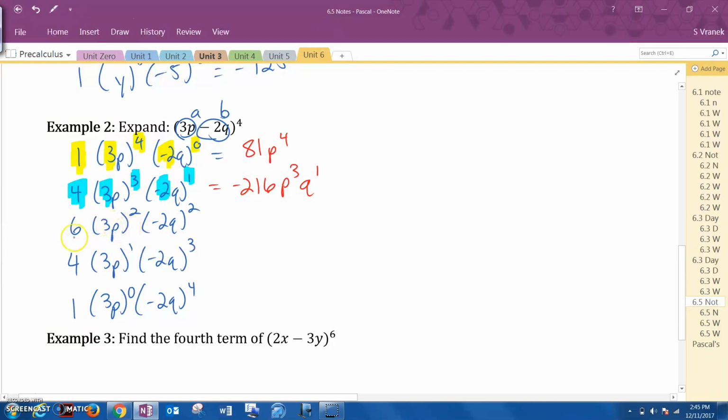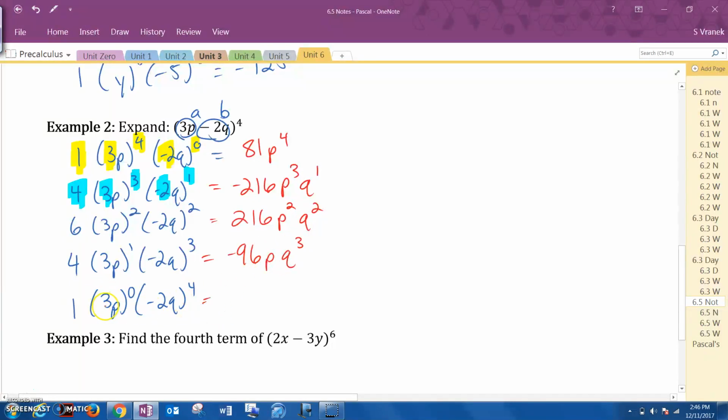Alright, next one. We have a 6, a 3 squared, and a negative 2 squared. Negative 2 squared is 4 times 9 times 6. And when you do 6 times 9 times positive 4, you get 216. That's P squared, Q squared. Now we have a 4, a 3 to the first, and negative 2 cubed. Negative 2 cubed is negative 8 times 3 times 4. We get negative 96, P to the first, Q to the third.